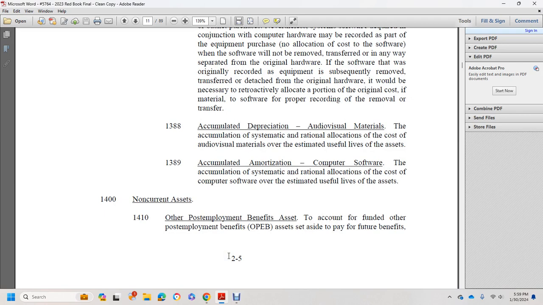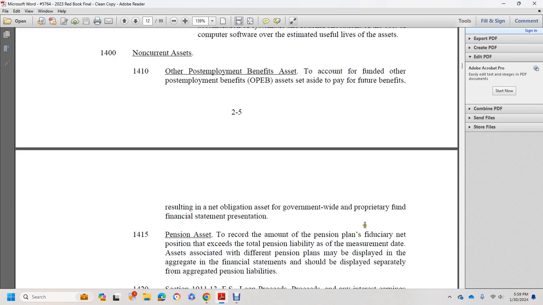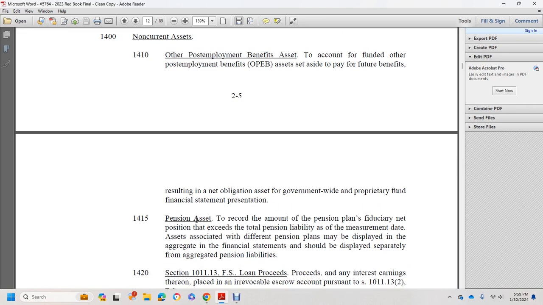1400. Non-current assets, other post-employment benefits: the assets accumulated over the post-employment benefits, set aside to pay the future benefits, resulting in the net obligation assessed for the government-wide proprietary fund financial statement presentation.